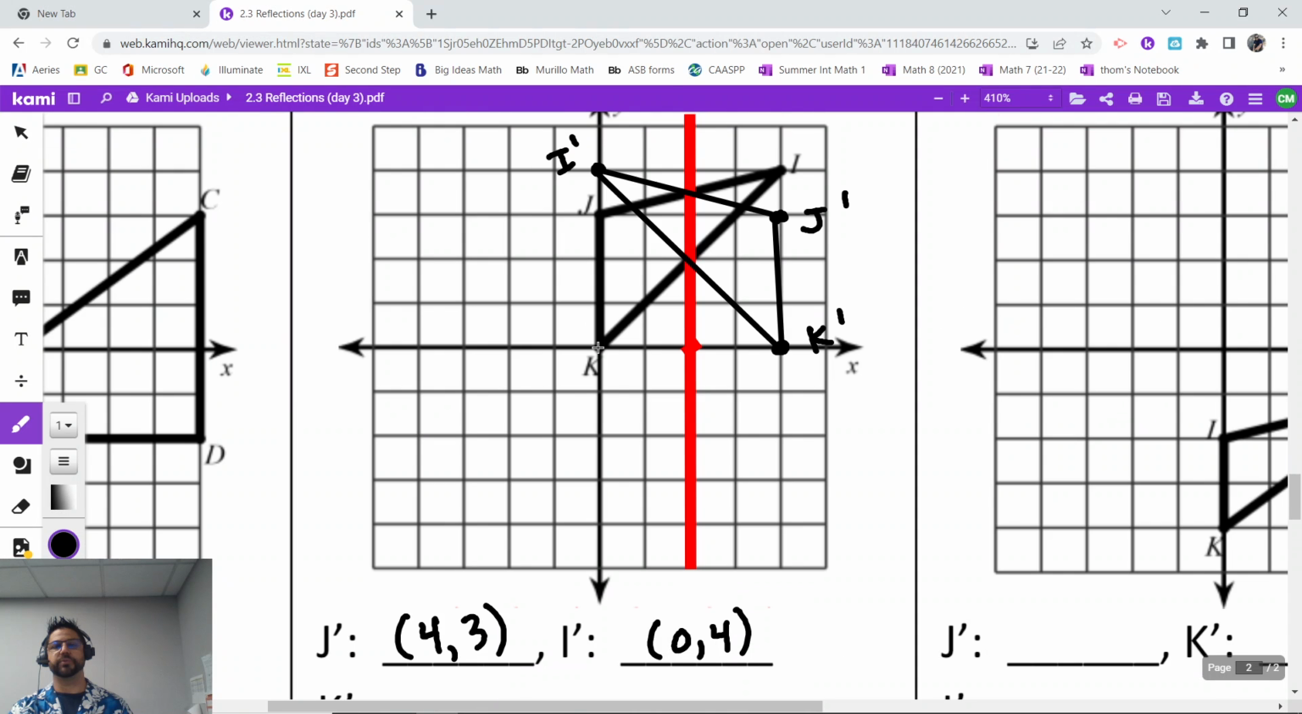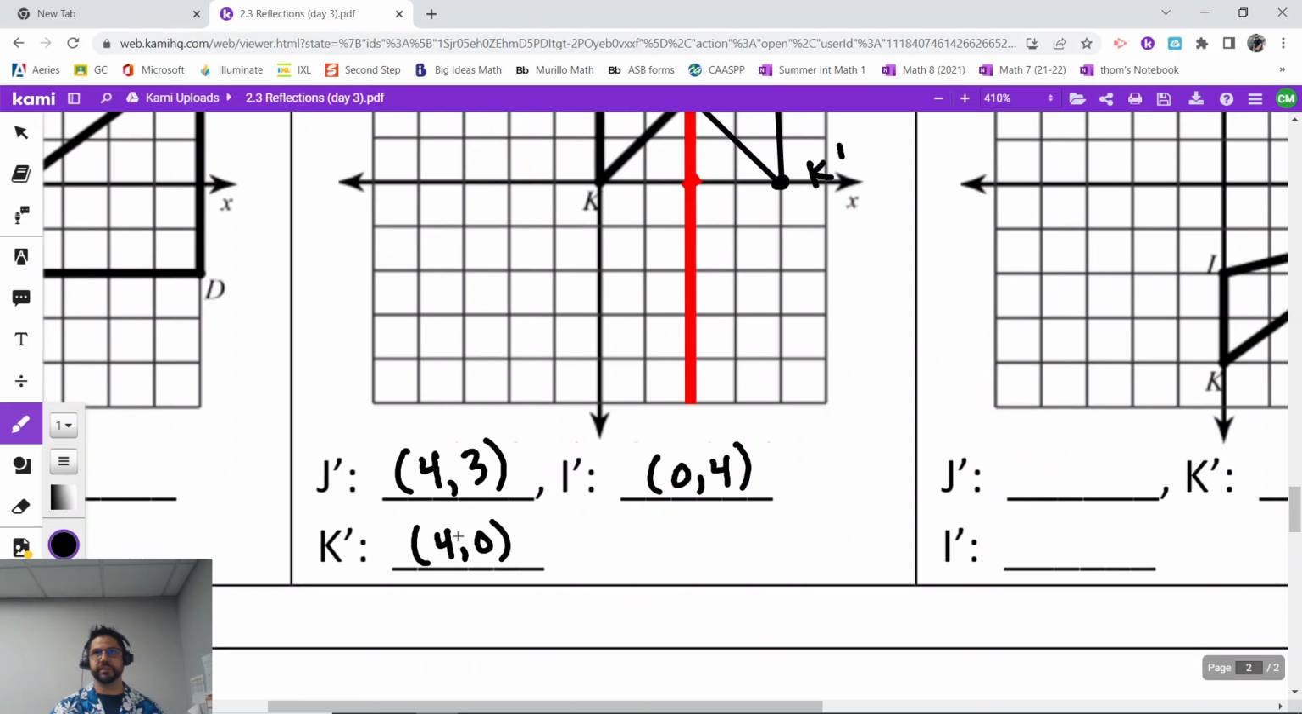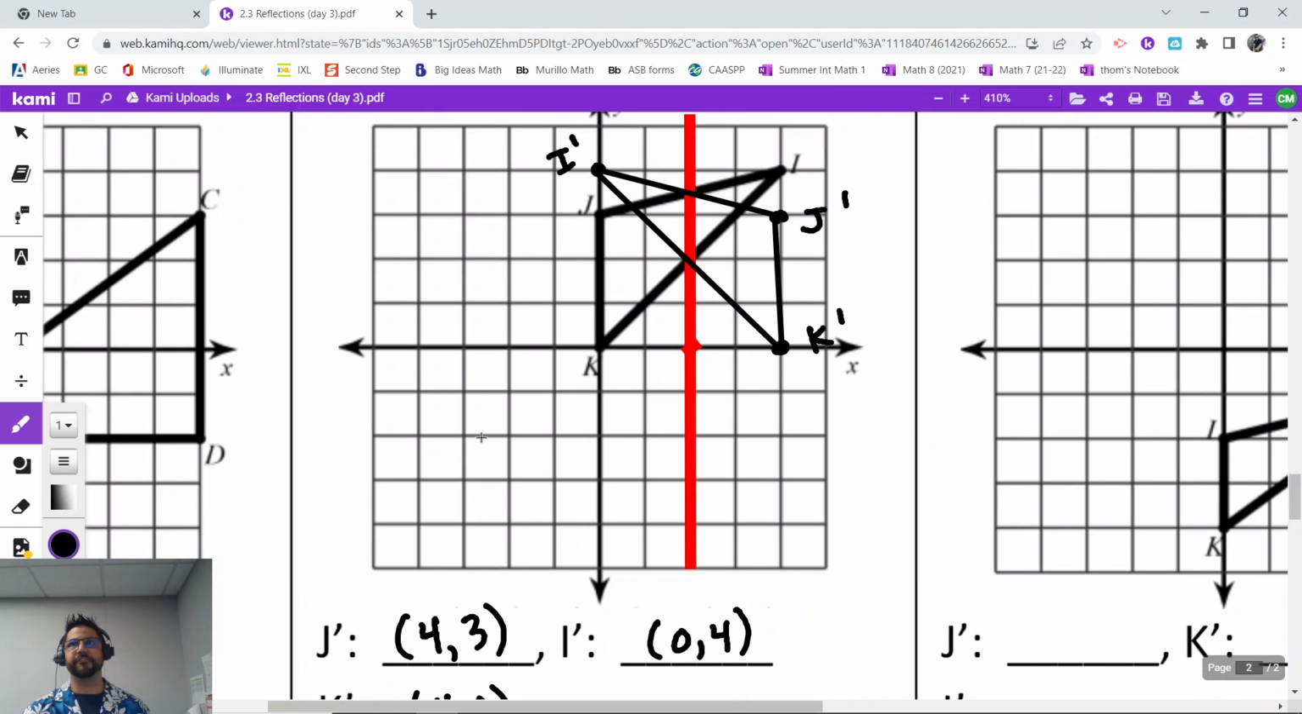All right, last one, K prime. This one is right 1, 2, 3, 4. So that means the first number would be 4. But we don't go up or down at all because it stays there. So that one is 4, 0. So again, that's what students get confused a lot: anytime there's a 0 involved, they count correctly, but they put it in the wrong location. So be very, very careful. J prime is in quadrant 1. I prime is on the y-axis. K prime is on the x-axis. Remember, it goes quadrant 1 up here in the top right, quadrant 2, quadrant 3, and then finally quadrant 4 at the bottom right.